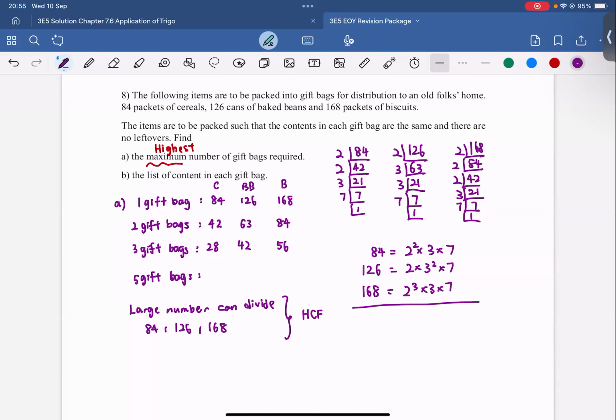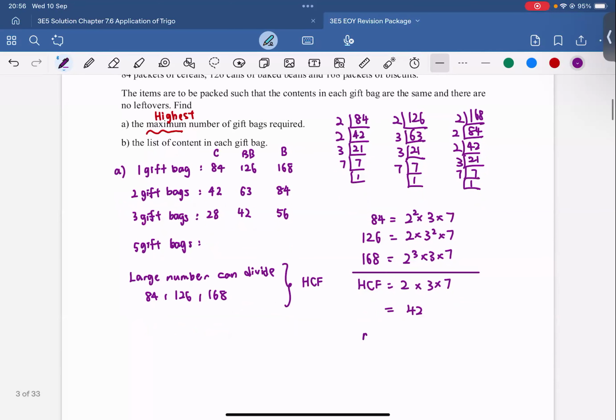Okay, and to find HCF, what do we do? We choose the smaller power of each one. So 2 squared and 2 cubed, I choose 2. 3 and 3 squared, choose 3. 7, just choose 7. So 42. So the maximum we can give back is 42.